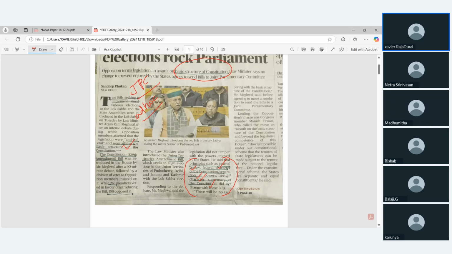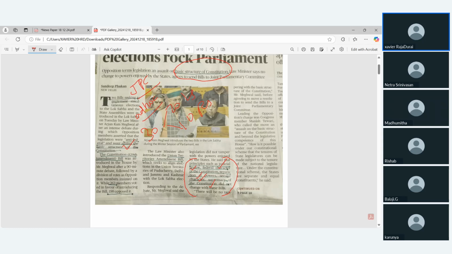Who are there in the JPC? There are 30 members. In that 30 members, 20 are from Lok Sabha and 10 are from Rajya Sabha. Now this JPC will scrutinize the One Nation One Election bill. If any changes are needed, they will give the recommendation to the parliament again. So this is called the JPC.